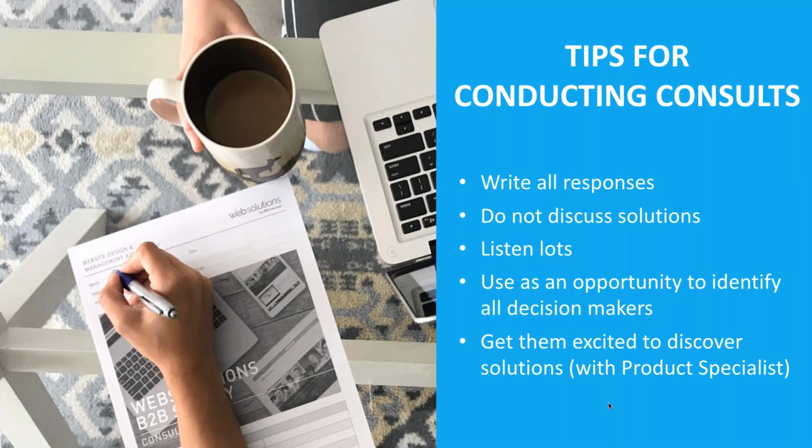Now, some tips for conducting consultations. Write everything down, even if it seems unrelated or not at all important at the time. It could certainly surface, like their birthdays or something like that might come up in the conversation. You don't want to discuss solutions. We're really here to isolate what the problems are and listen lots. Hear what they have to say, and again, write it down. So on top of letting them do most of the talking, just listen a lot.